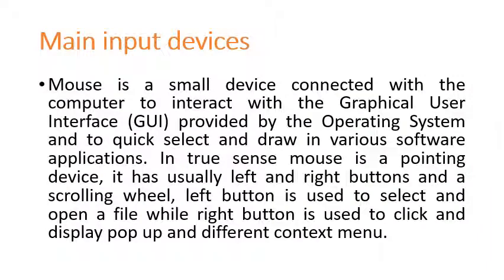Main input device. Mouse is also a small device connected with the computer to interact with the graphical user interface provided by the operating system. So mouse is also a main input device. Mouse is also used to quick select and draw in various software applications. In true sense, mouse is a pointing device. It has usually left and right buttons and a scrolling wheel.